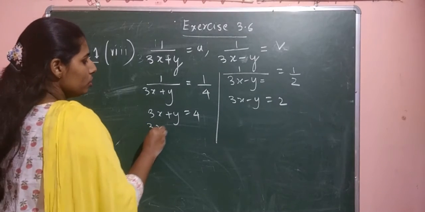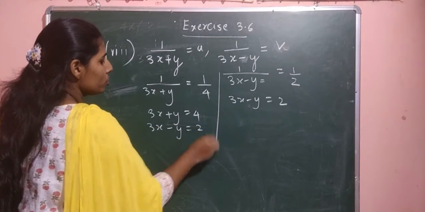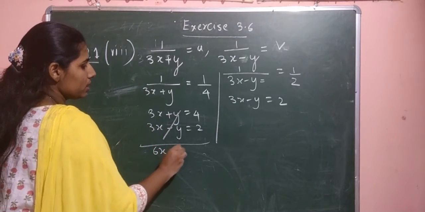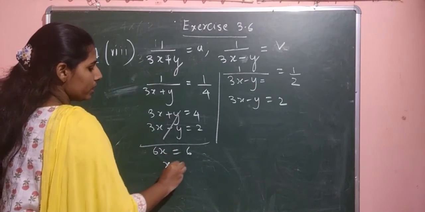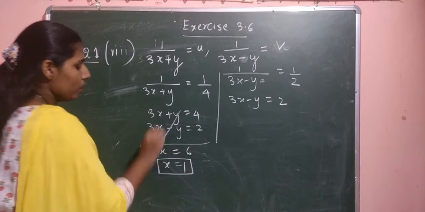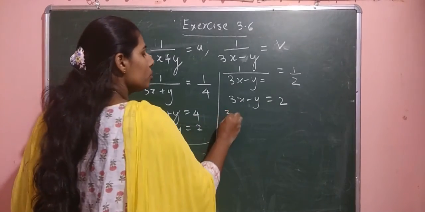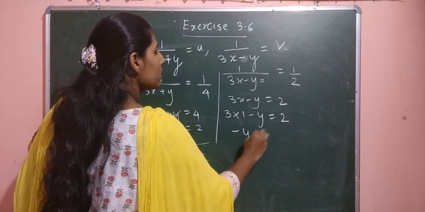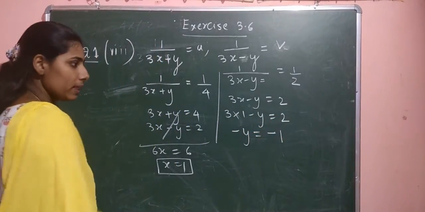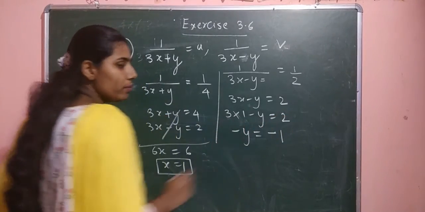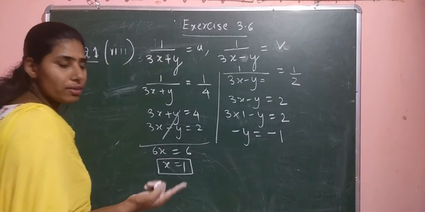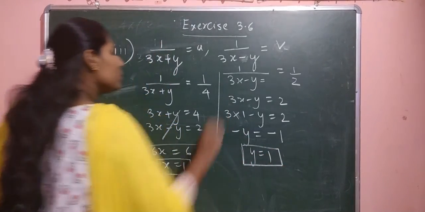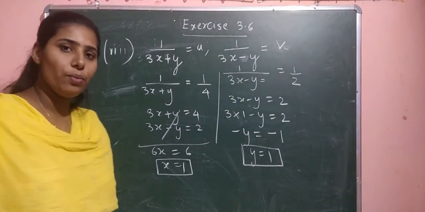So bring it here. So 3x minus y is equal to 2. y and y will get cancelled. This will give you 6x is equal to 6, or x value is 1. Put this value in here. So 3 into 1 minus y is equal to 2. Minus y is nothing but minus 1. Okay? Plus 3 will go that side, will become minus 3. So 2 minus 3 is minus 1, or y value is 1. So hence these are the values of x and y.